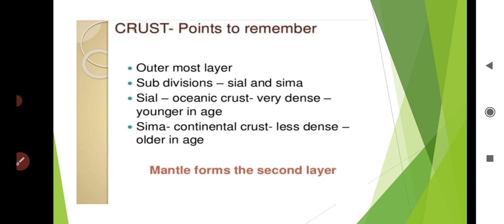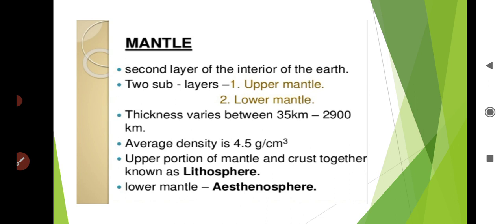So this is the crust, the points to be remembered, that we have discussed about the outermost layer. Subdivisions that we have seen, the Sial and Sima. Sial is continental crust, which is lighter and older in age, and Sima is oceanic crust, which is denser and younger in age. And next one, that is the mantle that we have seen, upper mantle, lower mantle. So the depth and the density of the mantle which we have seen.